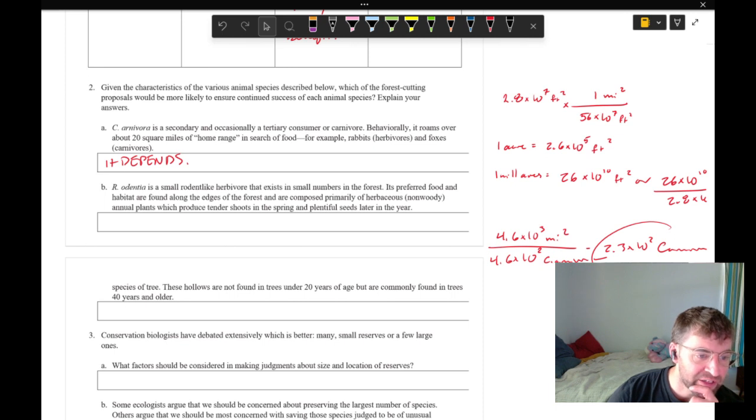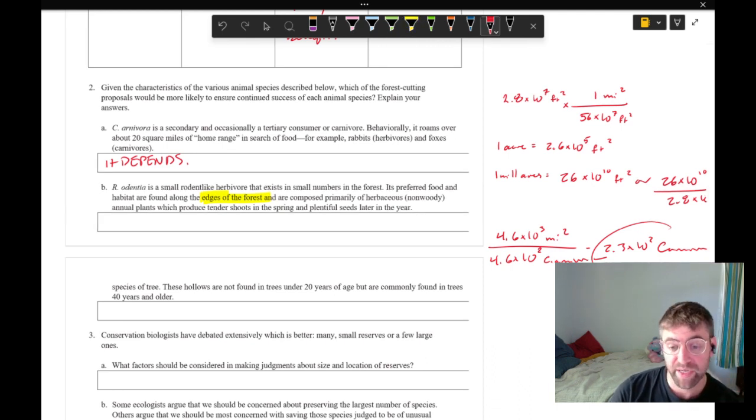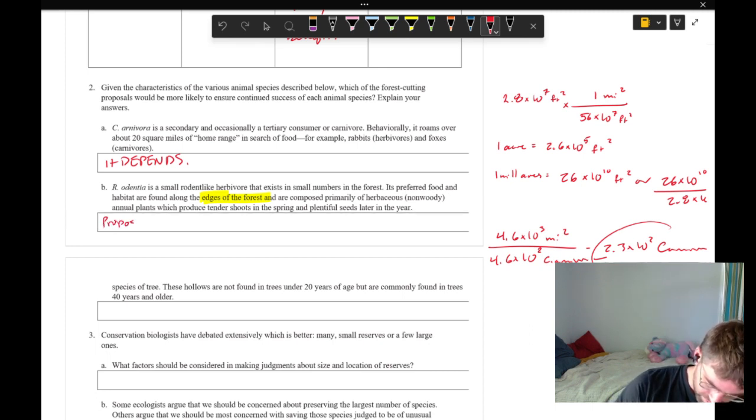Rodentia is a small rodent-like herbivore that exists in small numbers in the forest. Its preferred food and habitat are found along the edges of the forest and are composed primarily of herbaceous, non-woody annual plants that produce tender shoots in the spring and plentiful seeds later in the year. The key word here is edges of the forest. Proposal 2 created a lot of new edge forest. So Proposal 2 will benefit this animal a lot more.